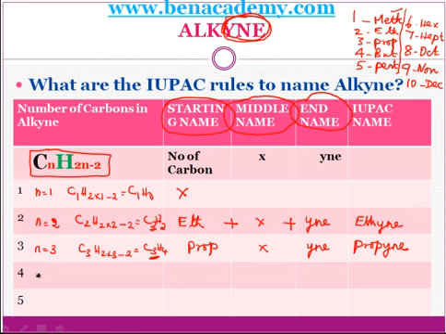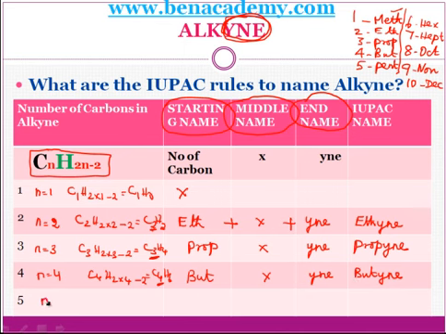And similarly, if the number of carbons is 4, then what will be the formula? C4H(2 into 4 is 8, 8 minus 2 is 6), C4H6. Now what is the starting name? The starting name depends on the number of carbons. How many carbons are here? 4. Therefore, you would have guessed already, it should be but. And there is no middle name. What is the end name for alkyne? It is -yne, the suffix of alkyne. Therefore, the name of this compound will be butyne.